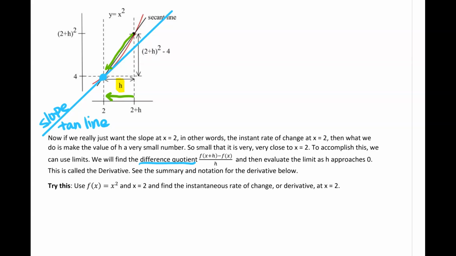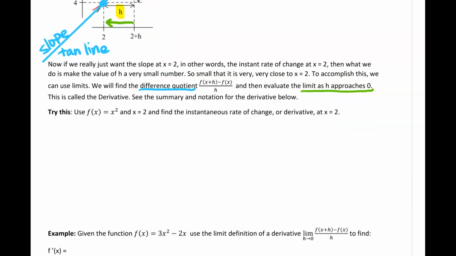Now to do that, we use a little trickery. We do our difference quotient, and then we take the limit and let that value of h approach 0, so that the distance between those 2 points is basically nothing, therefore getting us the slope at just the 1 point that we want. Okay, so that's a little bit hard to grasp, but let's try this.